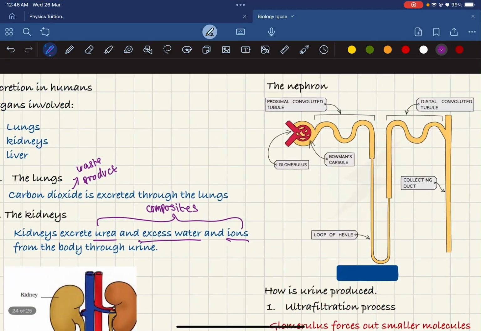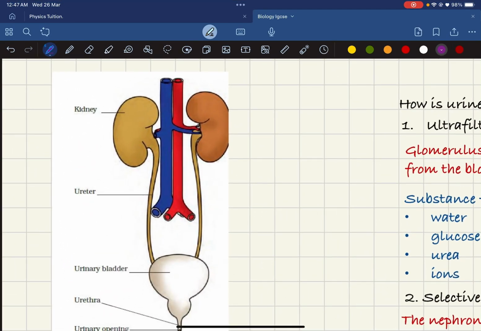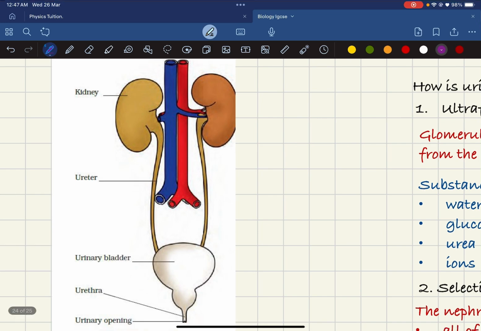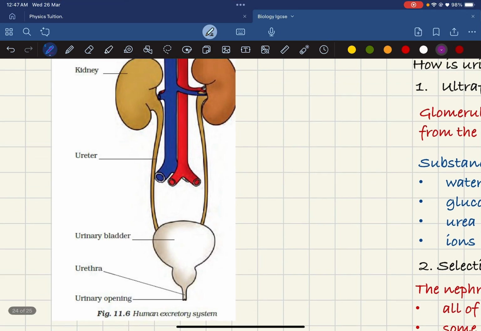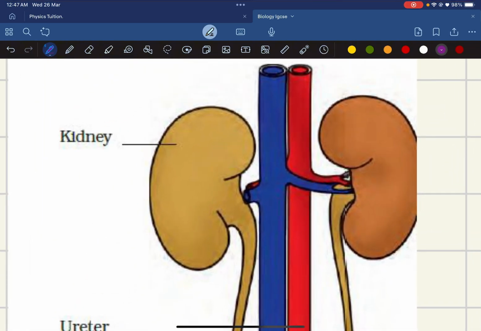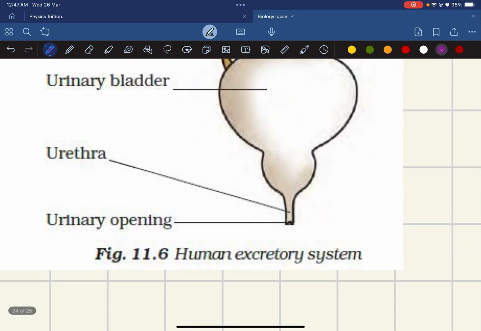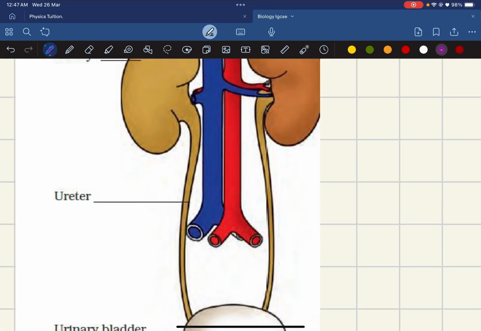Now let's look into some diagrams. I have 3 diagrams over here, which are all important, by the way. So you have to know how to label these, and you need to know the name of each of these organs. Starting off first is the kidneys. Kidneys look like beans. That is very obvious. And then we have the ureter, your bladder, and then your urethra.